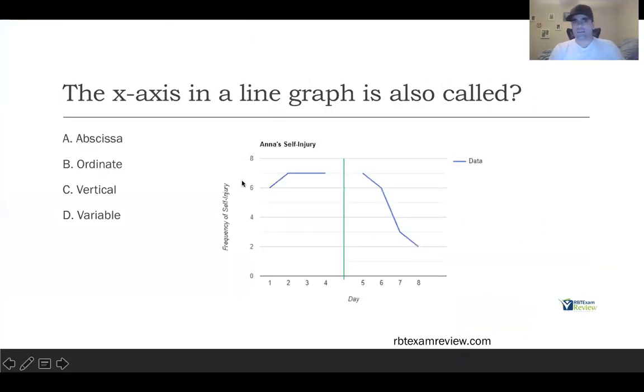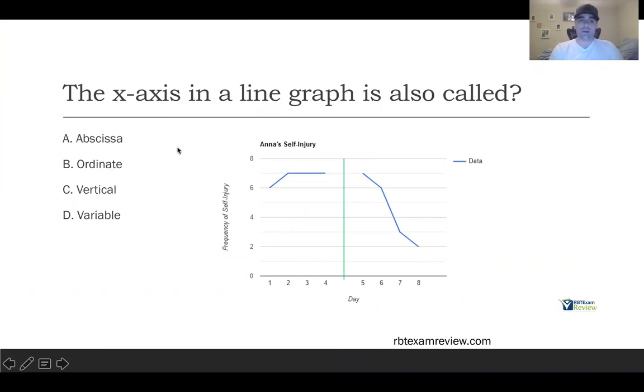All right, the x-axis in a line graph is also called... okay, so a simple terminology definition question. I stress it every time, right? Know your terms, know your definitions. The test becomes significantly easier, especially something like this, where it is just a flat out definition question. So what is the x-axis also called? Is it the abscissa, the ordinate, the vertical, or the variable?